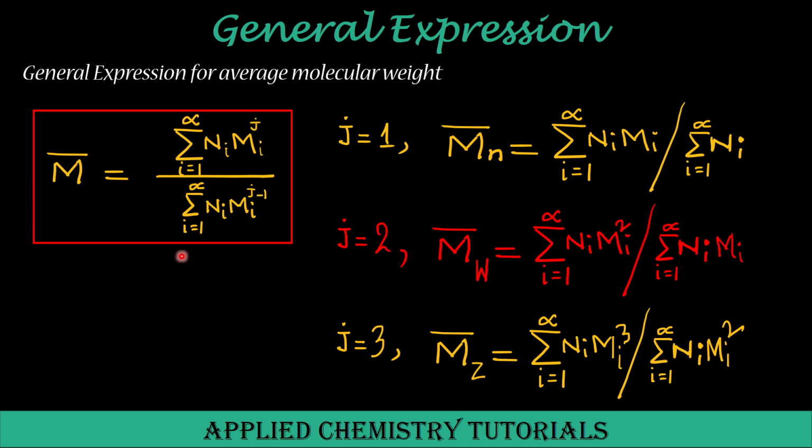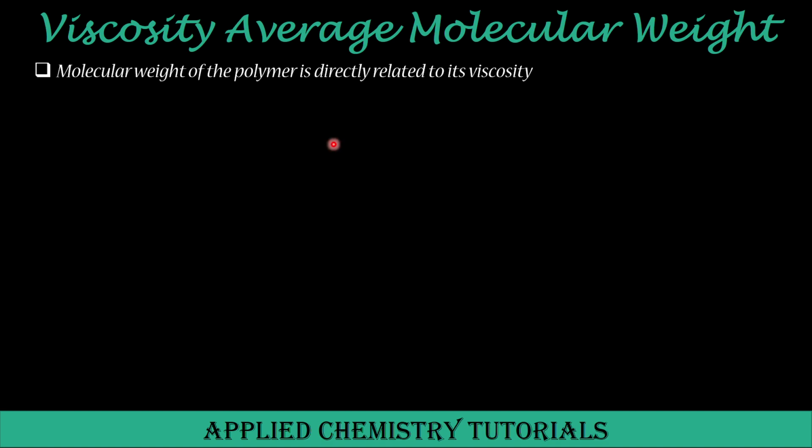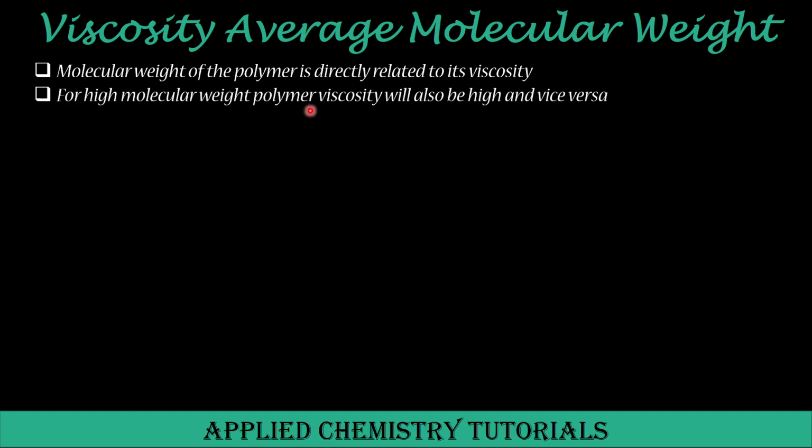So this general expression, if you remember and change the j value from 1 to 3, you can get all these three different molecular weight expressions. There is another type of molecular weight which is called viscosity average molecular weight. Molecular weight of the polymer is directly related to its viscosity. For high molecular weight polymer, viscosity will also be high and vice versa.